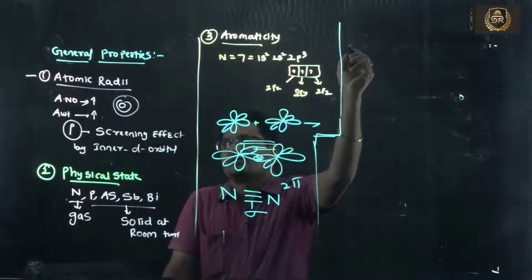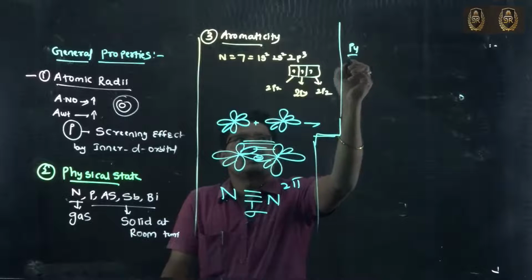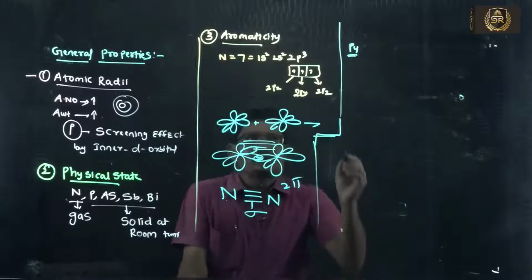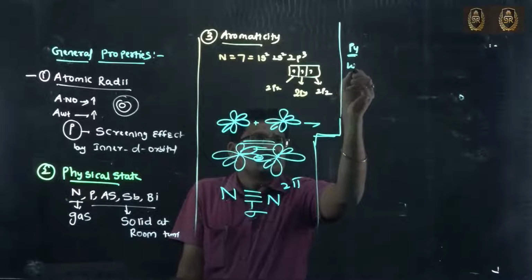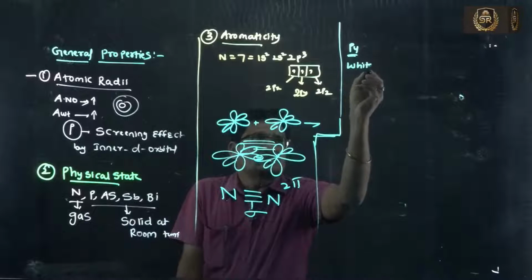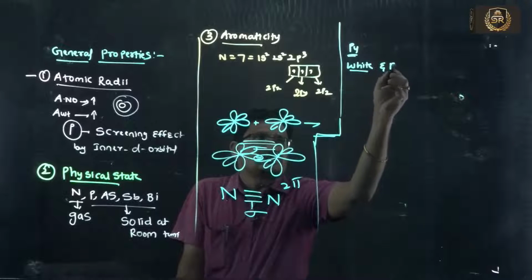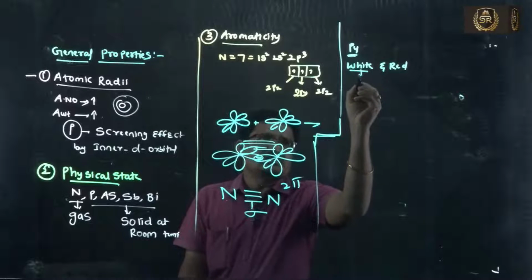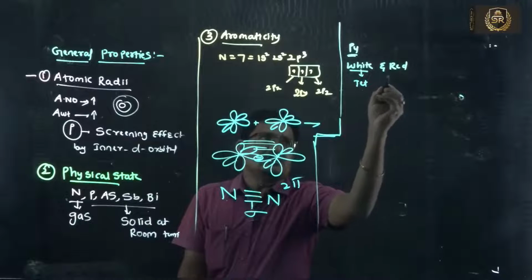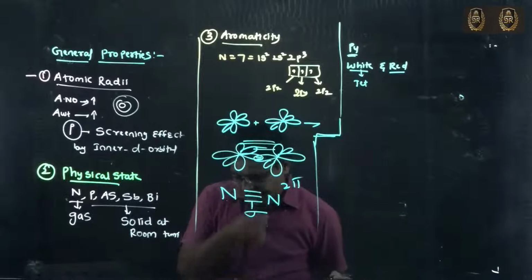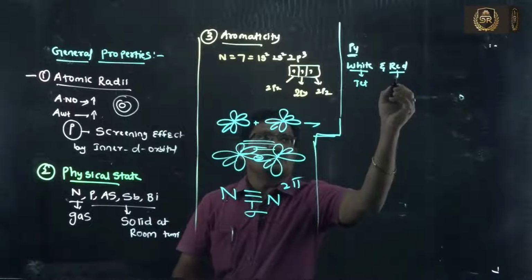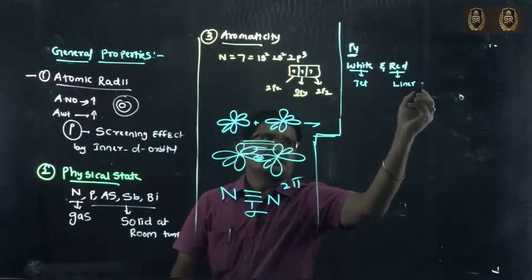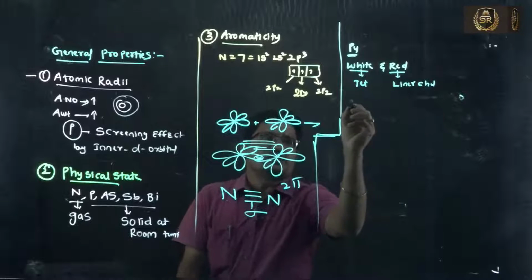That means P4, tetraatomic. These P4 are of 2 types, white phosphorus and red phosphorus. Both have the same formula. White phosphorus is tetrahedral in structure. Red phosphorus is a linear chain structure. So here the bond order is 1.